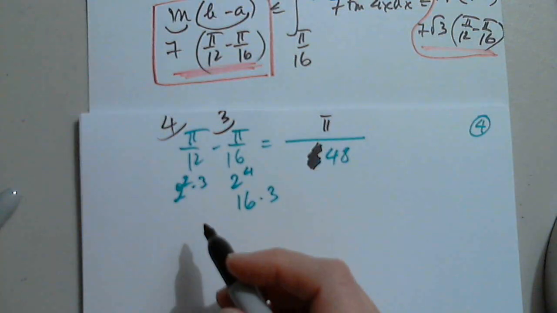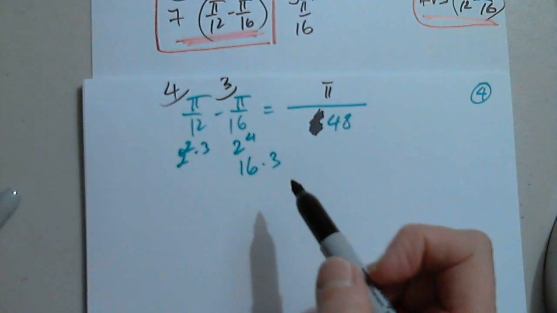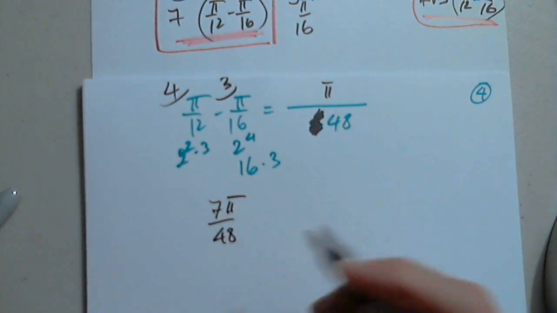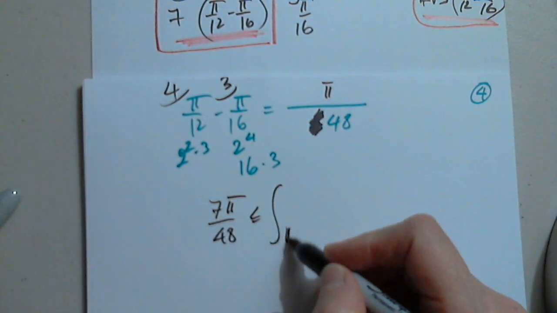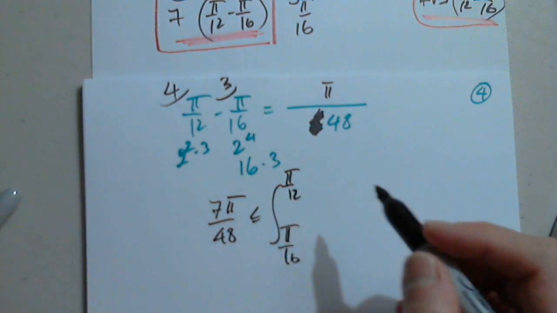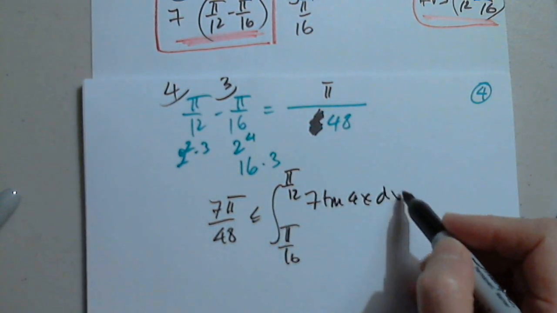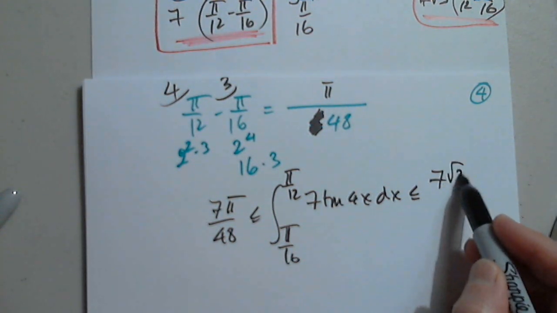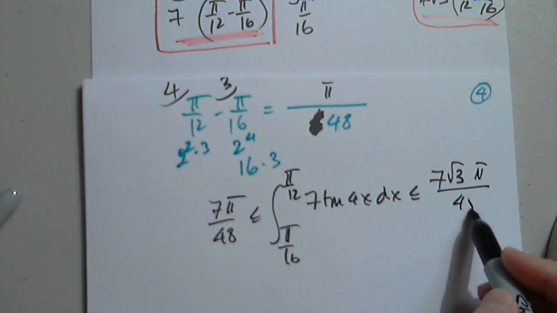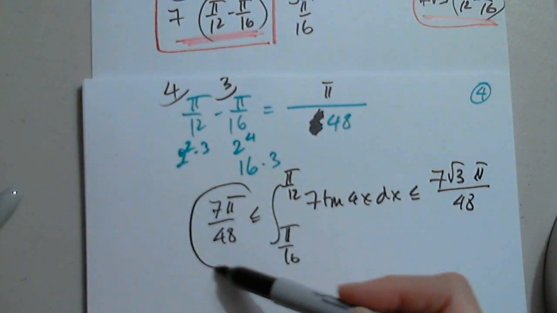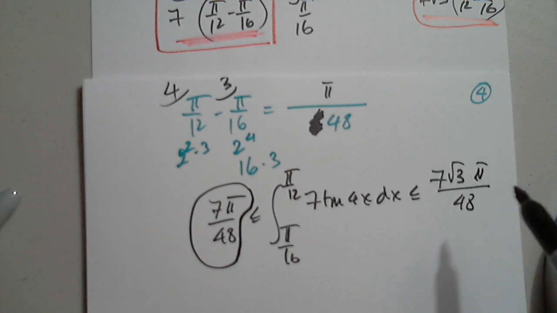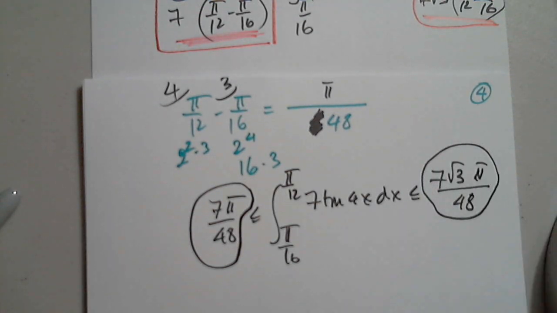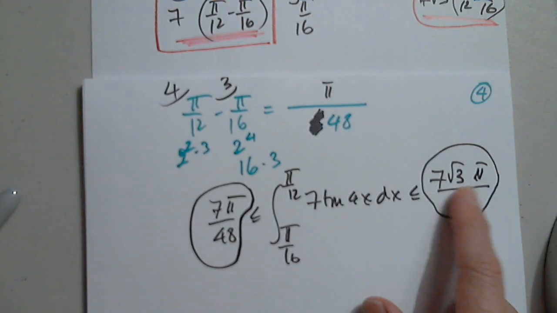So the smaller piece is 7 pi over 48, less than or equal to the integral from pi over 16 to pi over 12 of 7 tangent 4x dx, less than or equal to 7 the square root of 3 pi over 48. So this has to be entered as the smallest, and this as the largest. So let's enter 7 pi over 48 where it says the smallest, and for the largest, 7 the square root of 3 pi over 48.